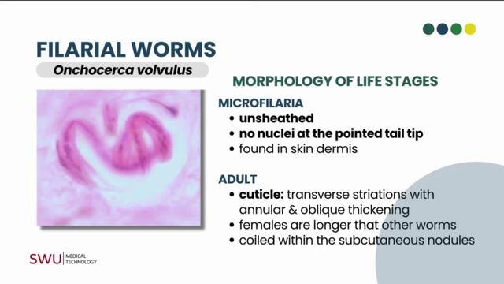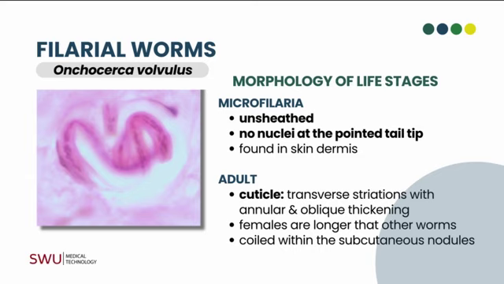The striations, or lines that look like they pop up or thicken, are called annular or spiraling thickening, oblique thickening. And this is one way of differentiating the adult of Onchocerca volvulus from other filarial worms like for example Wuchereria, Brugia, and Loa loa. The female of Onchocerca volvulus is also quite large, or is relatively larger than the females of other filarial worms.